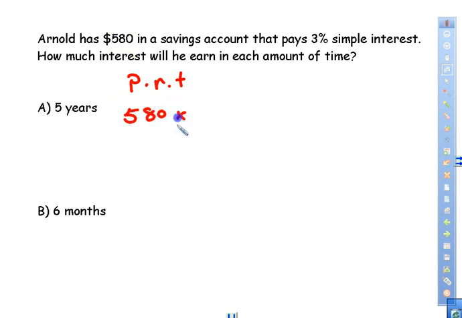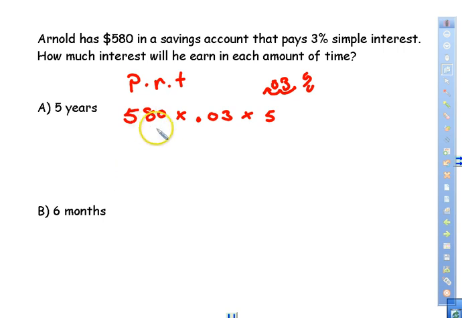$580, times the rate. The rate is always going to be this percentage rate, and we have to write 3% as a decimal. So if we have 3%, we've got to move the decimal 2 places to the left, so it's going to be 0.03 times the amount of time, which they gave us right here, and it's 5 years. And again, it has to be written in years, and it is in years, so we leave it that.